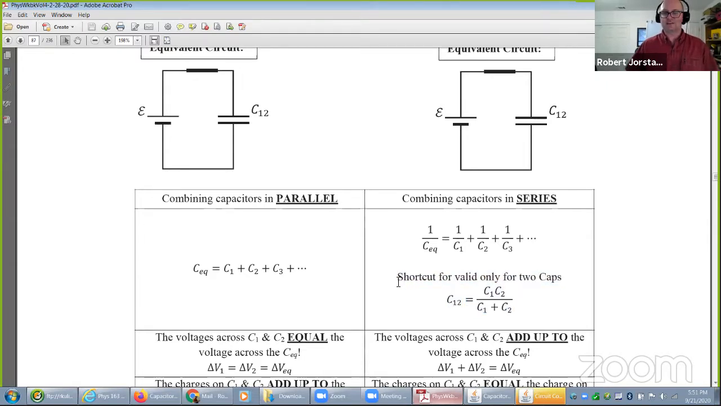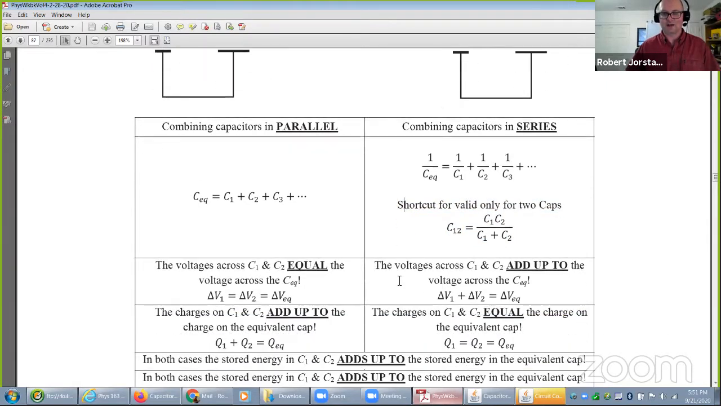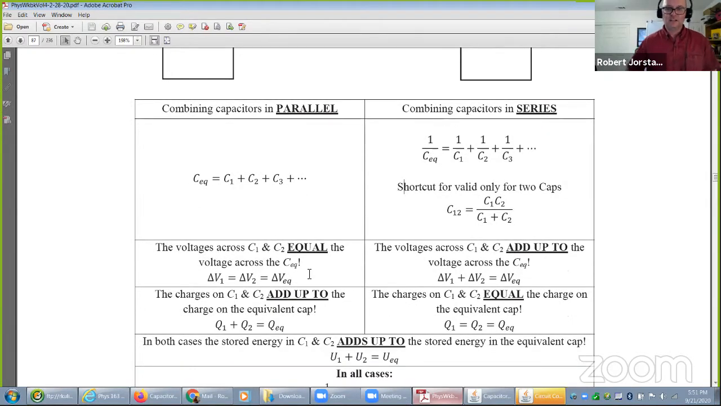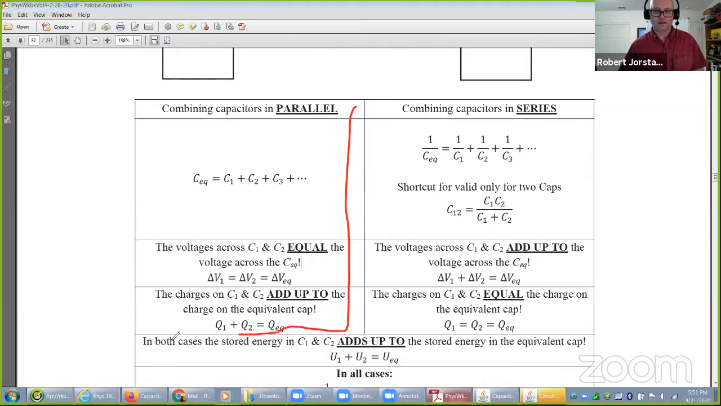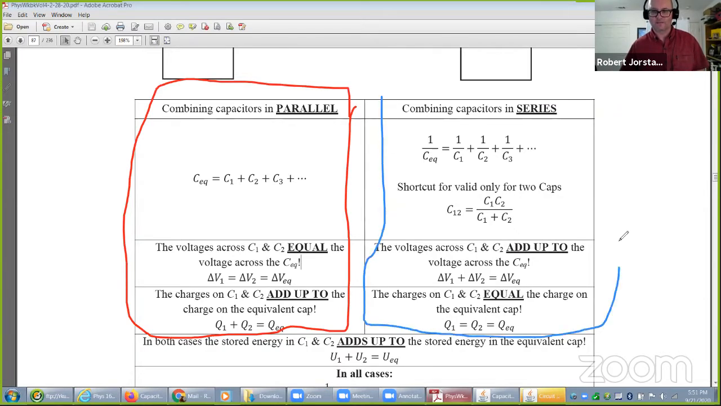There are some interesting new rules that we need to learn as well, right down here. All of this here is for parallel, and all of this over here is for series. In this one, you can see that if you have two capacitors in parallel, they have the same voltage as the equivalent, and their charges add up. Oh, whoops, I'm using the wrong color. My bad.